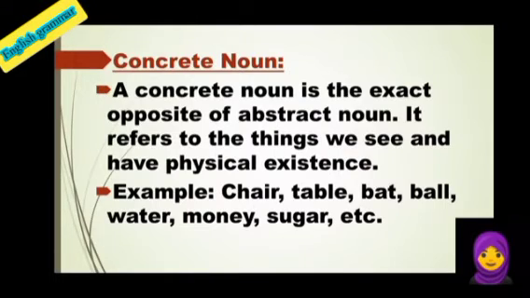Concrete noun. What is a concrete noun? A concrete noun is the exact opposite of abstract noun. It refers to the things we see and have physical existence. For example, chair, table, bath, ball, water, money, sugar, etc.